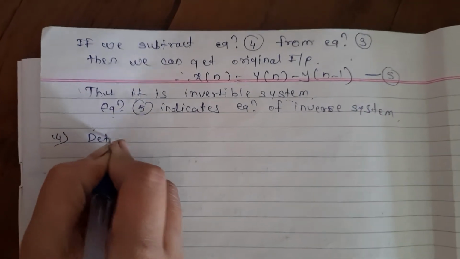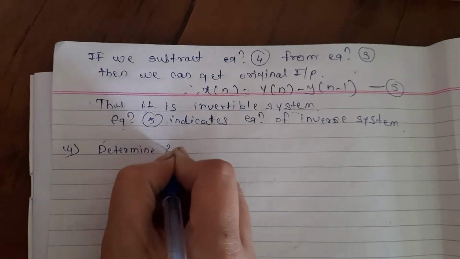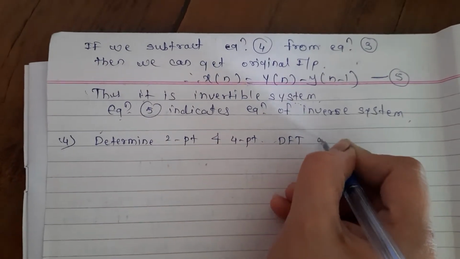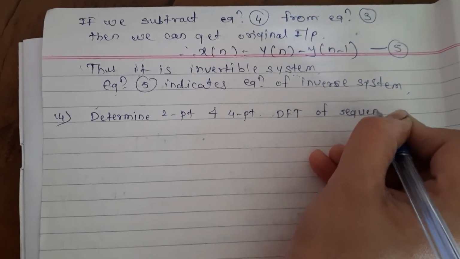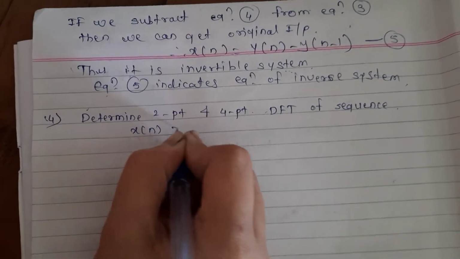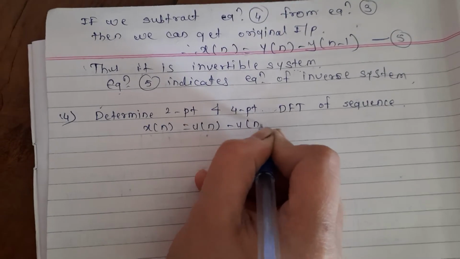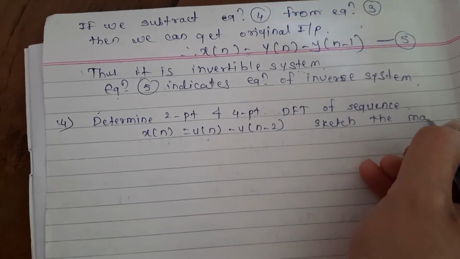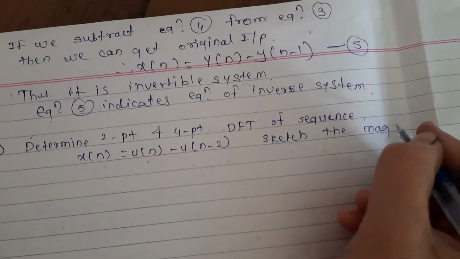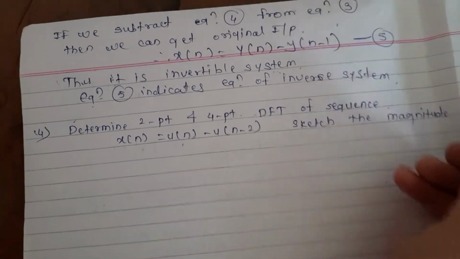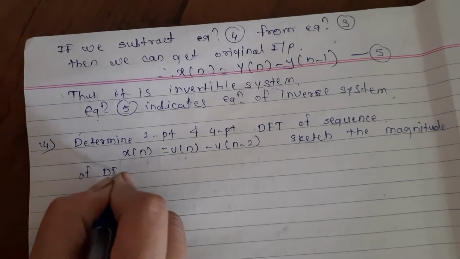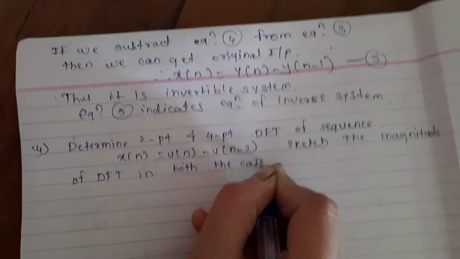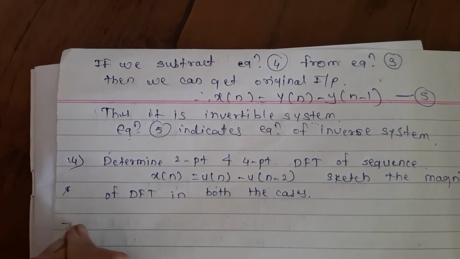Determine the 2-point and 4-point DFT of the sequence x(n) = u(n) - u(n-2). Sketch the magnitude of the DFT in both the cases. The problem was asked for 8 marks in the exam.